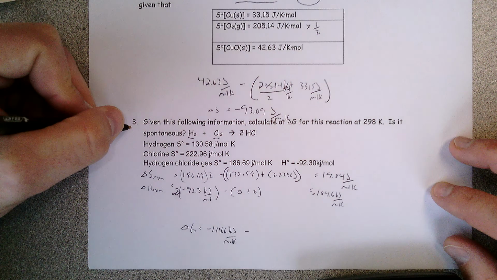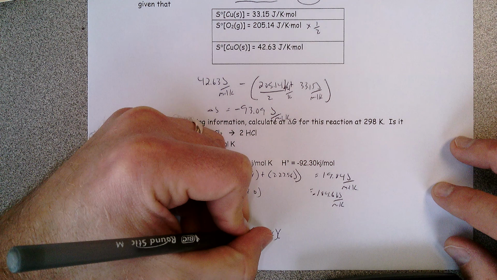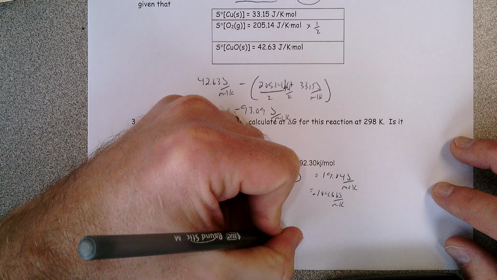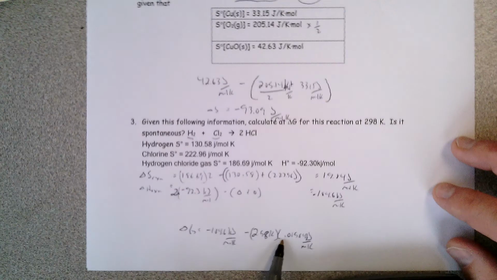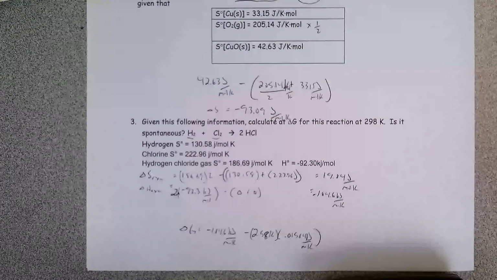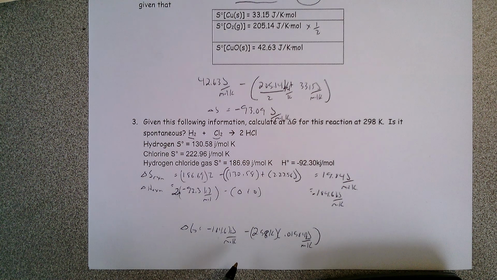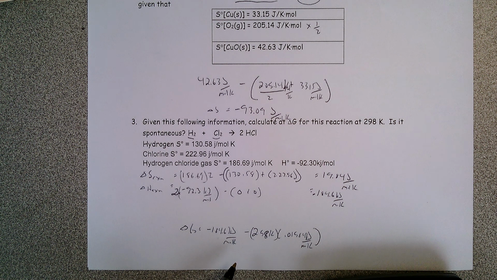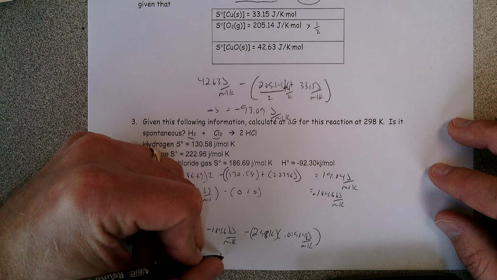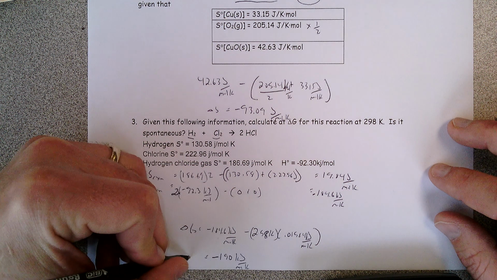Minus the temperature. What did they say? The temperature was at 298 Kelvin. Times 0.01984 kilojoules per mole Kelvin, right? We got to get our units to match there, so make sure we get that into kilojoules. So we go negative 184 minus 298 times 0.01984. And that's going to give us negative 190 kilojoules per mole Kelvin. So that's our delta G.